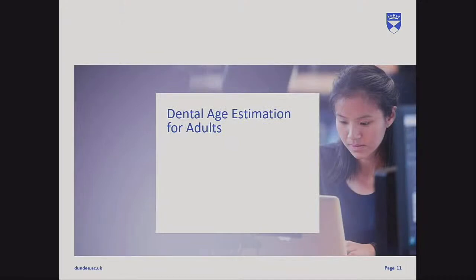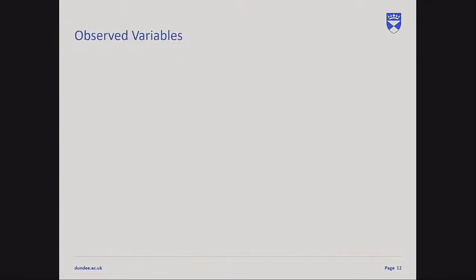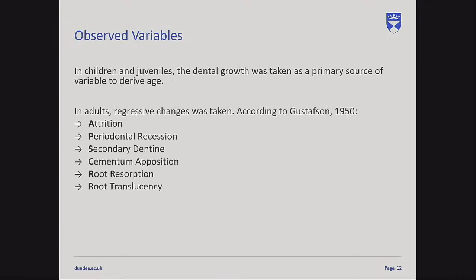Now we are focusing more on dental age estimation for adults. The difference in adults is that we don't have anything that is growing. And growth is the most constant change in our life. It's easier to predict. But in adults, according to Gustafsson, we have these 6 main parameters: attrition, periodontal regression, secondary dentin, cemental apposition, root resorption, and translucency.